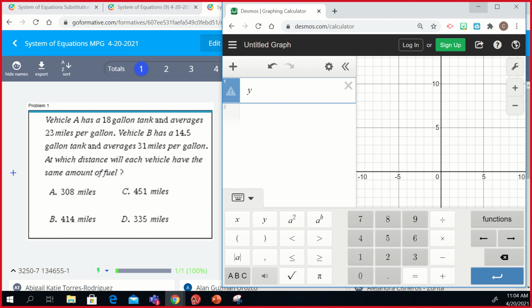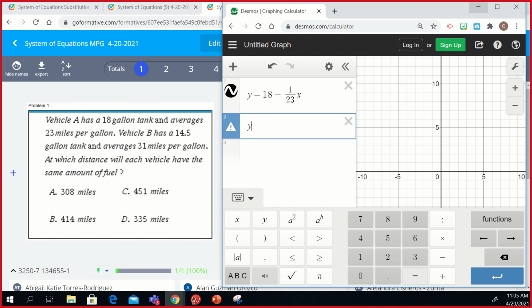So I'm going to start off with y equals, and I have an 18-gallon tank, and the more I drive, the less I'm going to have. So it's an 18-gallon tank, and it's going to be divided by, we get 23 miles per gallon, so 1 out of 23. And that's an x value, so I put x next to it. So every time I drive, the tank is going down. The more miles you drive, the less gasoline you have in the car. Does that make sense? The more you drive, less gas.